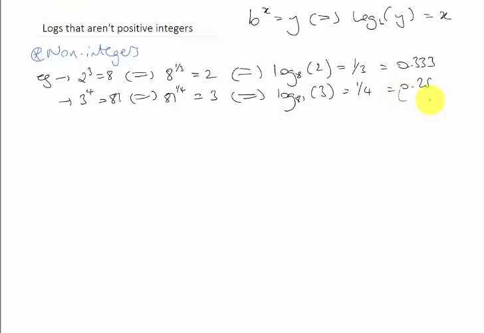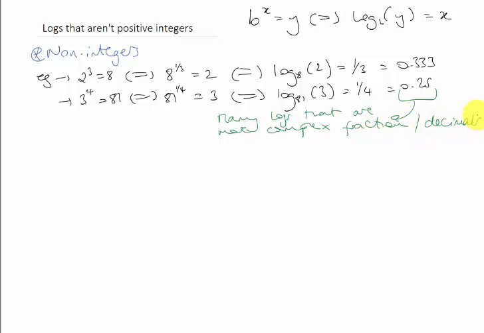So of course there are many logs that are more complex fractions and therefore decimals. Okay, but it works like that. So we can have a number that is not a whole number and can be smaller than 1.